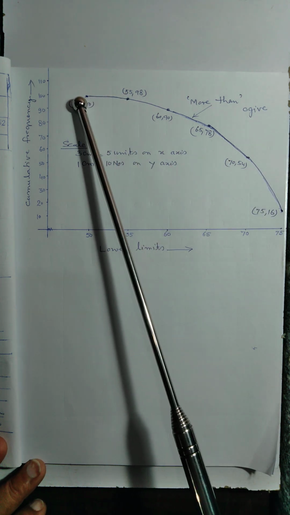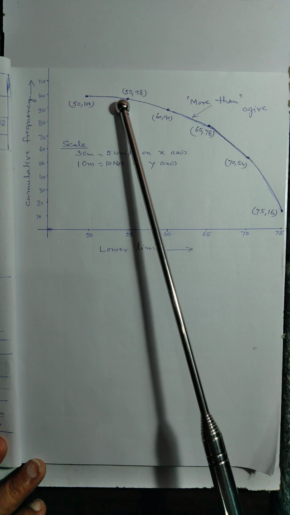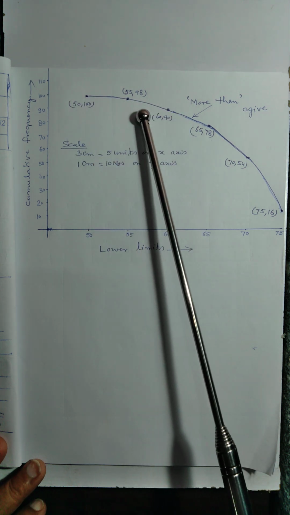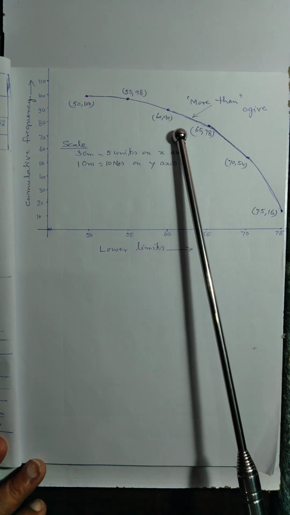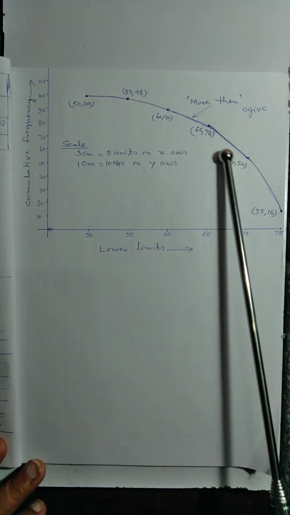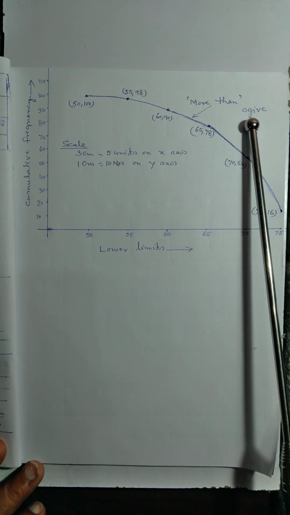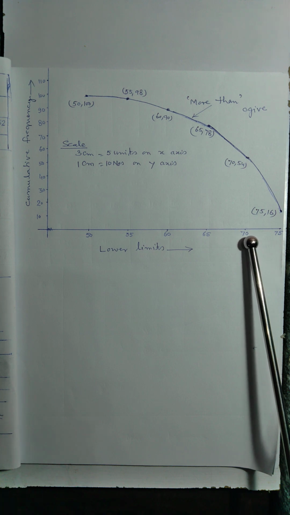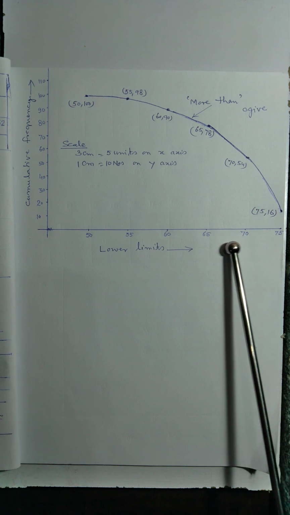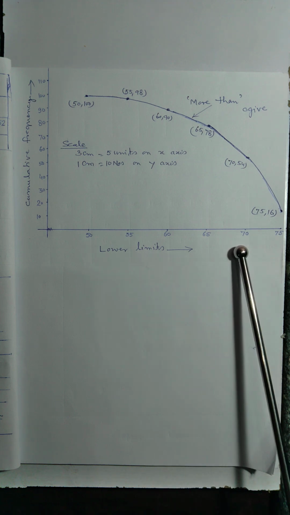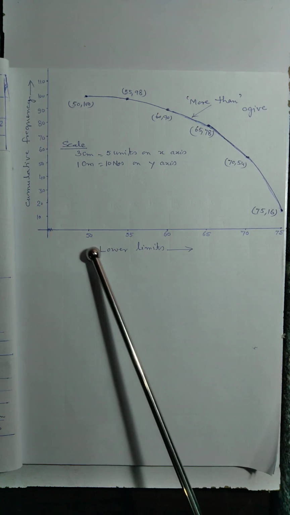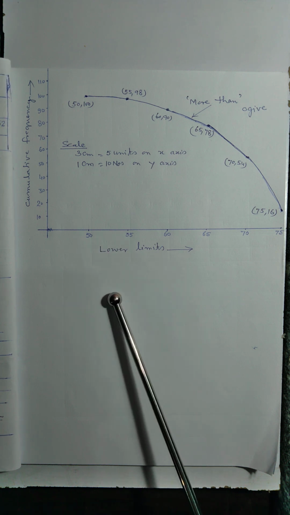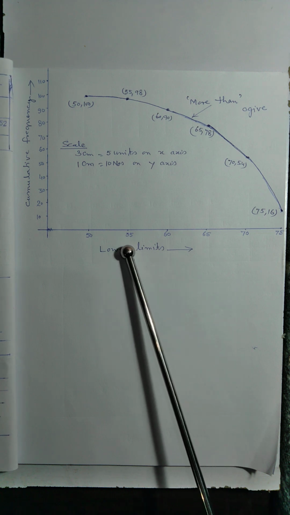Just join these points with a freehand curve, not with the help of a scale. You have to draw the freehand curve, and that curve is known as the more than type ogive. So the lower limit has been represented. In the case of more than or equal to, the lower limit is taken with the cumulative frequency, and I have just described how to take it. You have to follow those rules.